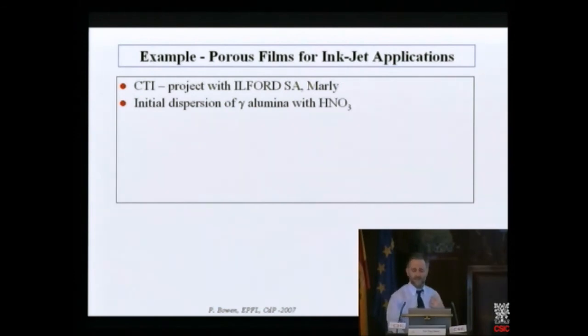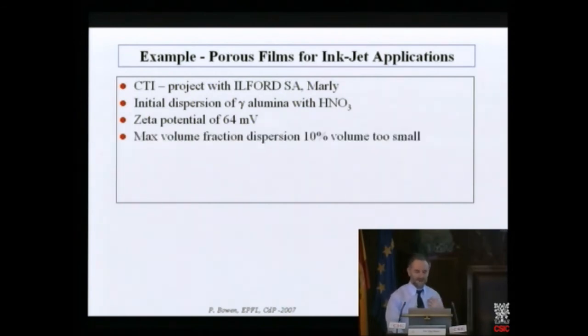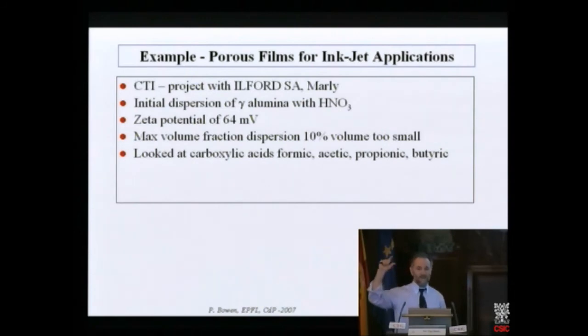So we started looking to see if we could do it with ceramics. We initially dispersed some gamma alumina with nitric acid, zeta potential 64 millivolts. We thought fantastic. Maximum volume fraction we could actually disperse was 10%. And this was too little to make a thick enough layer to absorb enough ink. So we want to make a porous layer that can absorb ink, and does it faster and more reliably than the polymeric material, which was too slow. Inkjet printers were 4 times faster than the polymeric layer, so the inkjet printer had to wait until it absorbed into the polymer layer.